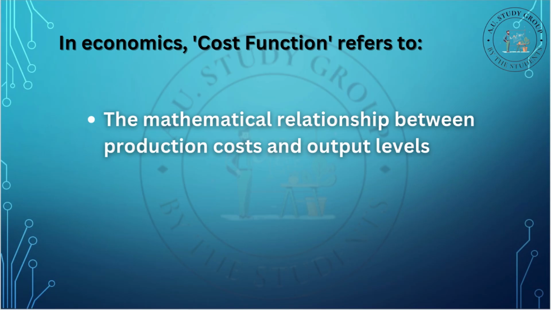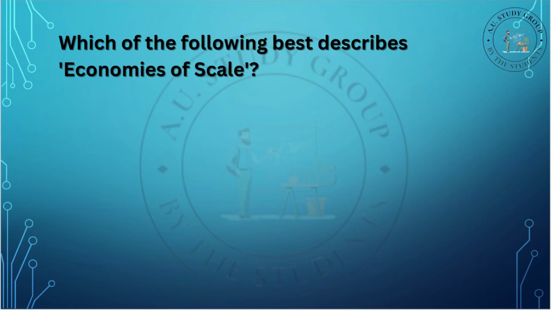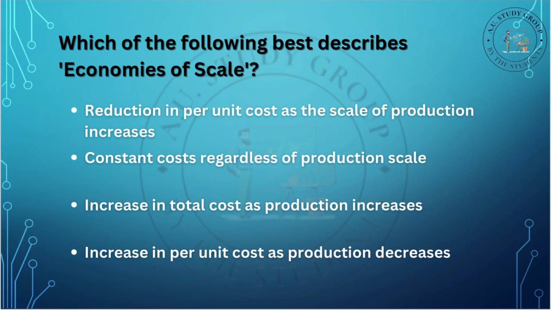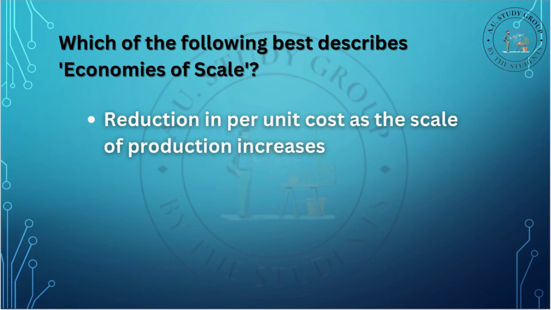Fantastic. Next one. Which of the following best describes economies of scale? Reduction in per unit cost as the scale of production increases, constant cost regardless of production scale, increase in total cost as production increases, increase in per unit cost as production increases. What is economies of scale? Reduction in per unit cost as the scale of production increases.